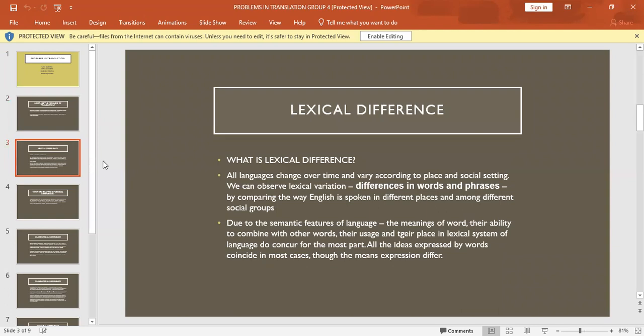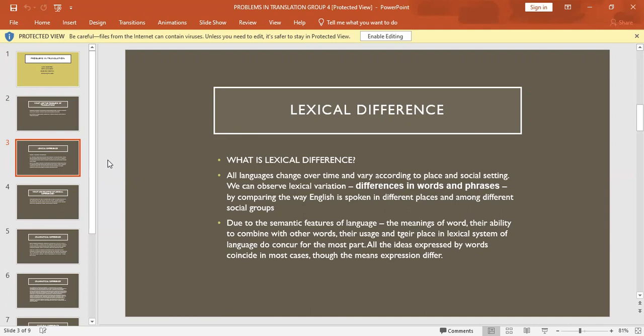And next, I want to explain about lexical difference. All languages change over time and vary according to place and social setting. We can observe lexical variation, differences in words and phrases, by comparing the way English is spoken in different places and among different social groups.